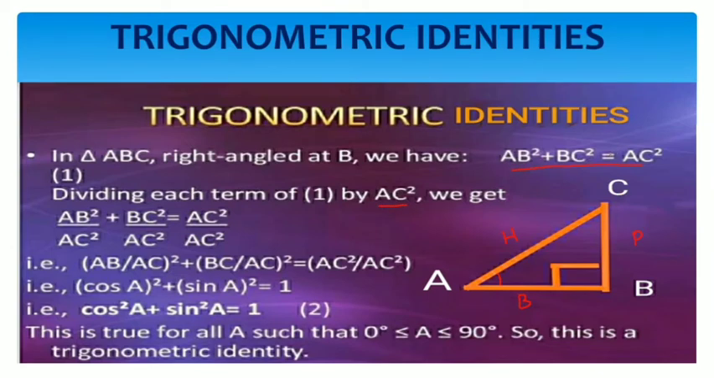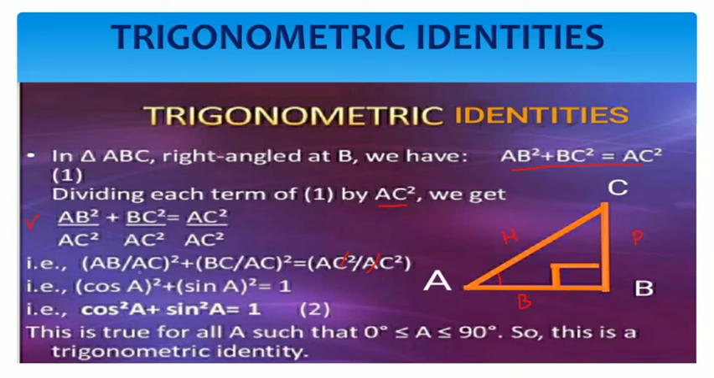So we are dividing both sides of the equation by AC square. We obtain this form of the equation: AB square by AC square plus BC square by AC square equals AC square by AC square. Now AB square upon AC square can be written as (AB upon AC) whole square. Similarly, BC square upon AC square can be written as (BC upon AC) whole square, and AC square upon AC square can be written as (AC upon AC) whole square, which cancels out and becomes 1.